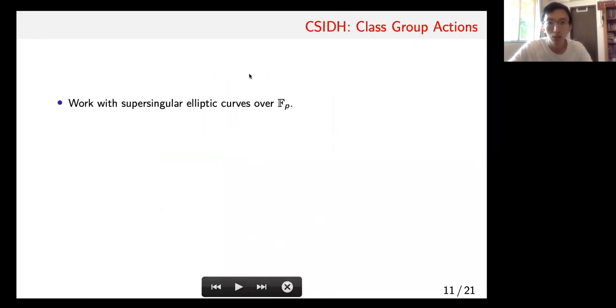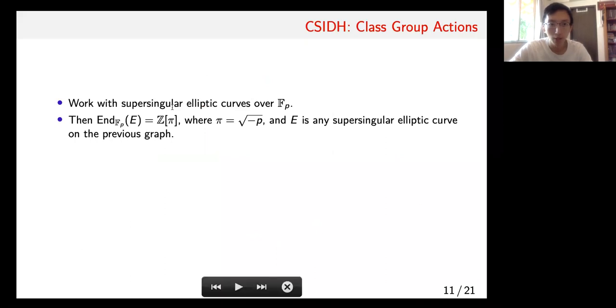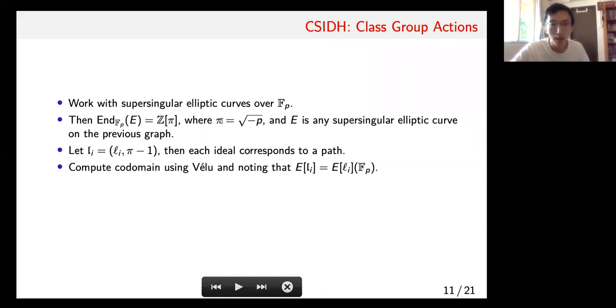So the idea is to work with supersingular curves over F_p, and then your endomorphism ring is going to look like this with some conditions on p. Then you're going to consider the ideals of your endomorphism ring, which are going to be this (l_i, pi minus 1), where l_i is some prime. So these are going to be prime ideals. And each ideal over here corresponds to a step in the previous graph. So in the previous graph, I have l_i equal to 3, 5, and 7.